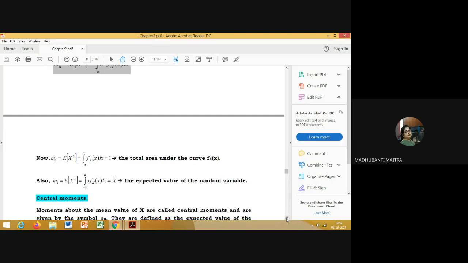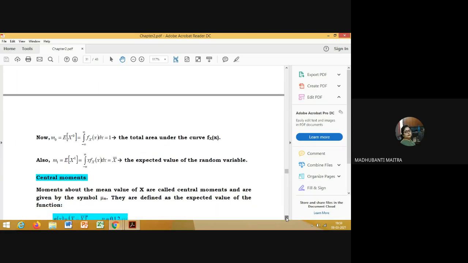Can you recall, or do I have to show the expression? You can recall, ma'am. So m1 is equal to expectation of x to the power 1, that is, integration from minus infinity to infinity of x fx dx, that is x bar, the expected value of the random variable. In this way we can find m2, the second moment about the origin, and so on.